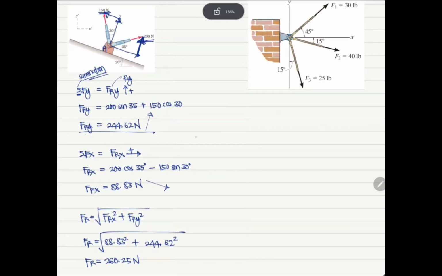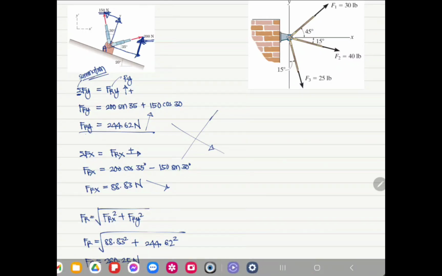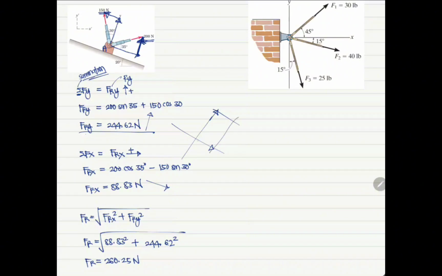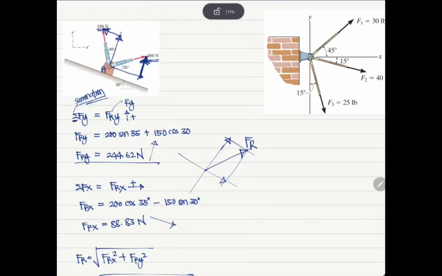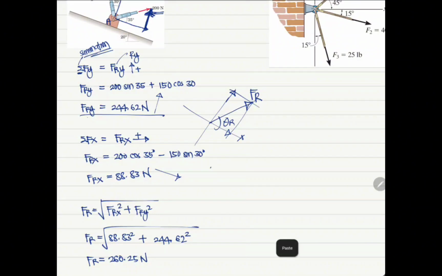If we sketch it, along X is 88, along Y is 260. So here is your FR. As for the angle, this is theta R based on this axis X. So we can say that tangent theta R is equal to opposite over adjacent. So we have the value of theta R.